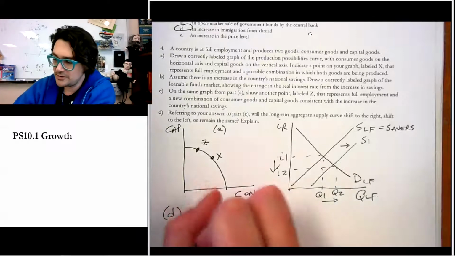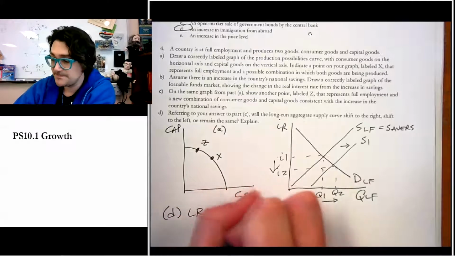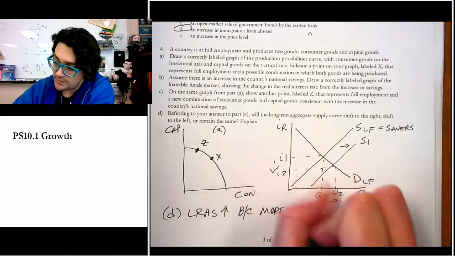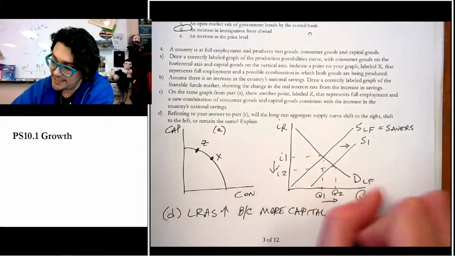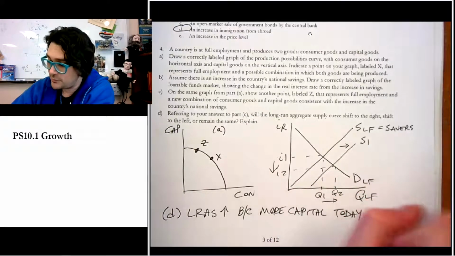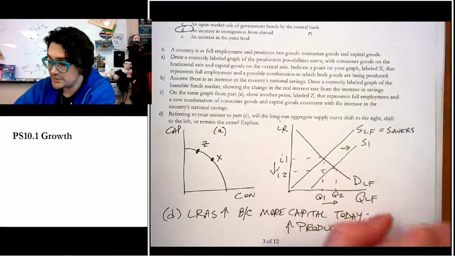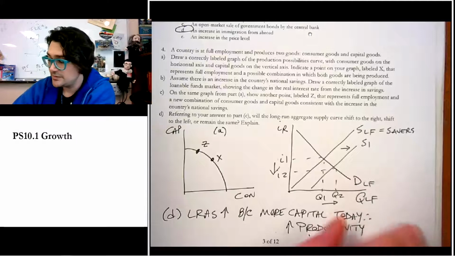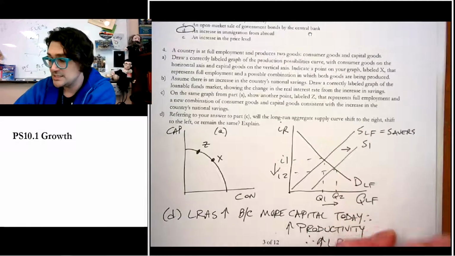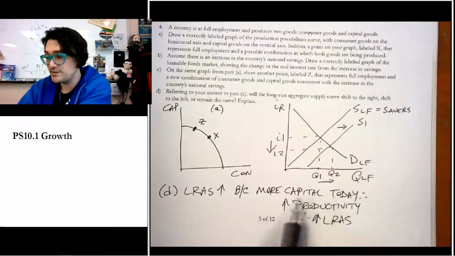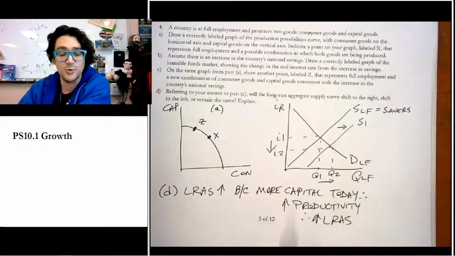And so it's saying LRAS would increase because more capital today, therefore increases productivity. It's really just that link chain, therefore increases LRAS. And therefore, there's more economic growth in the long run because we're spending more on the machines that are going to let us produce more tomorrow.